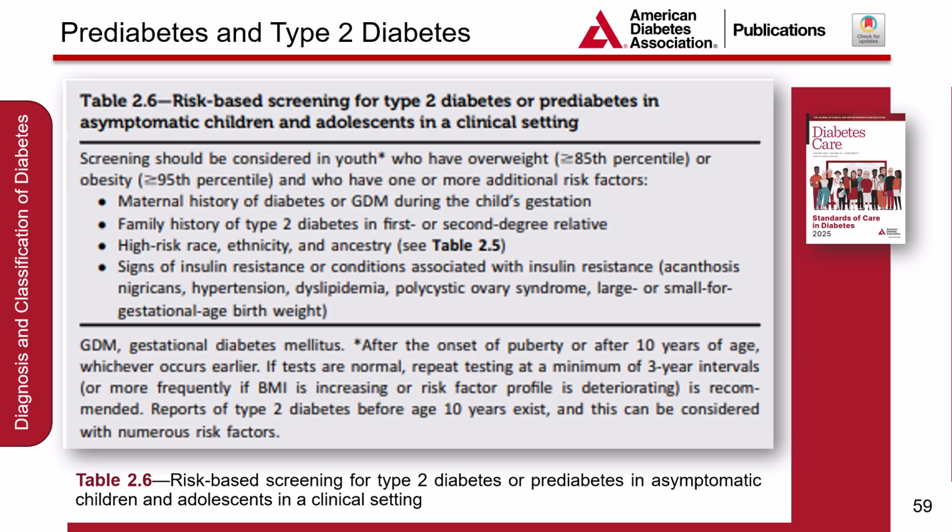High-risk race, ethnicity, and ancestry. Signs of insulin resistance or conditions associated with insulin resistance: acanthosis nigricans, hypertension, dyslipidemia, polycystic ovary syndrome, large or small for gestational age birth weight. Gestational diabetes mellitus. After the onset of puberty or after 10 years of age, whichever occurs earlier. If tests are normal, repeat testing at a minimum of 3-year intervals, or more frequently if body mass index is increasing or risk factor profile is deteriorating, is recommended. Reports of type 2 diabetes before age 10 years exist, and this can be considered with numerous risk factors.